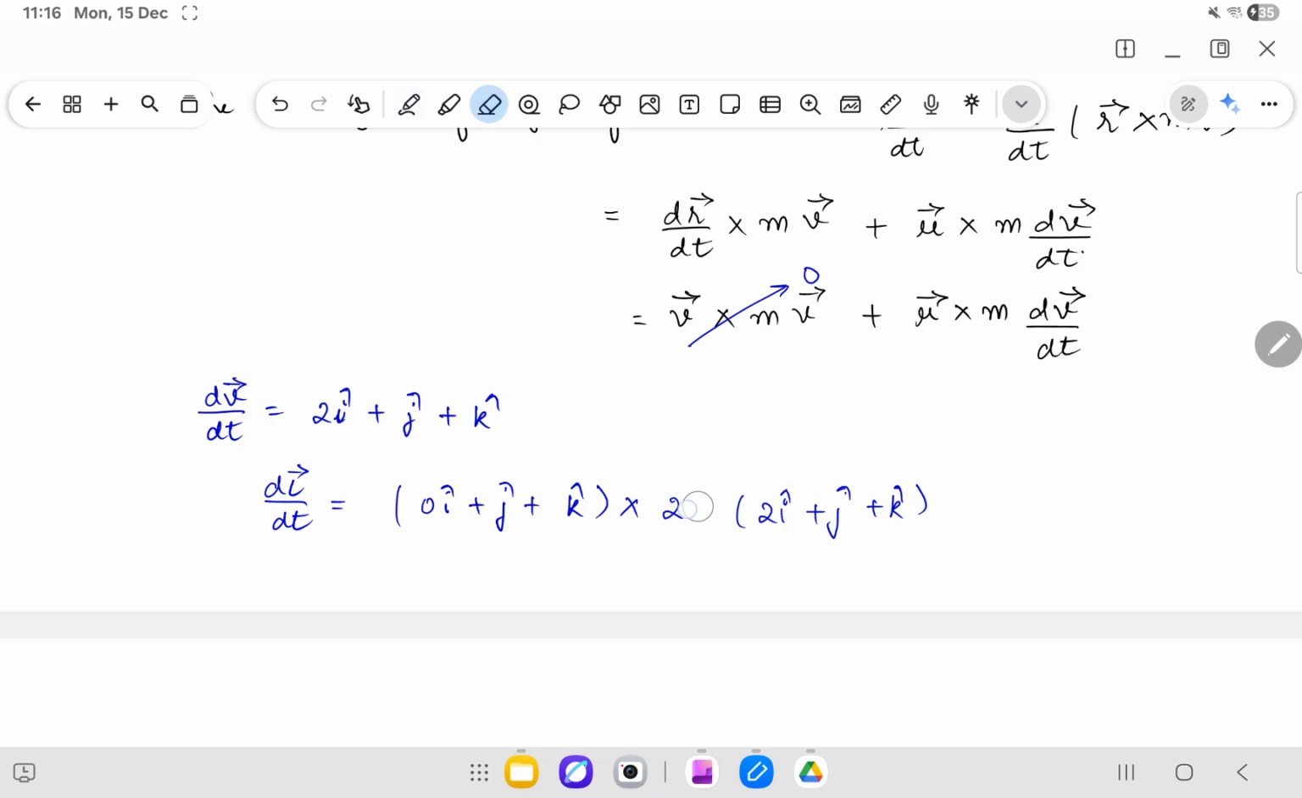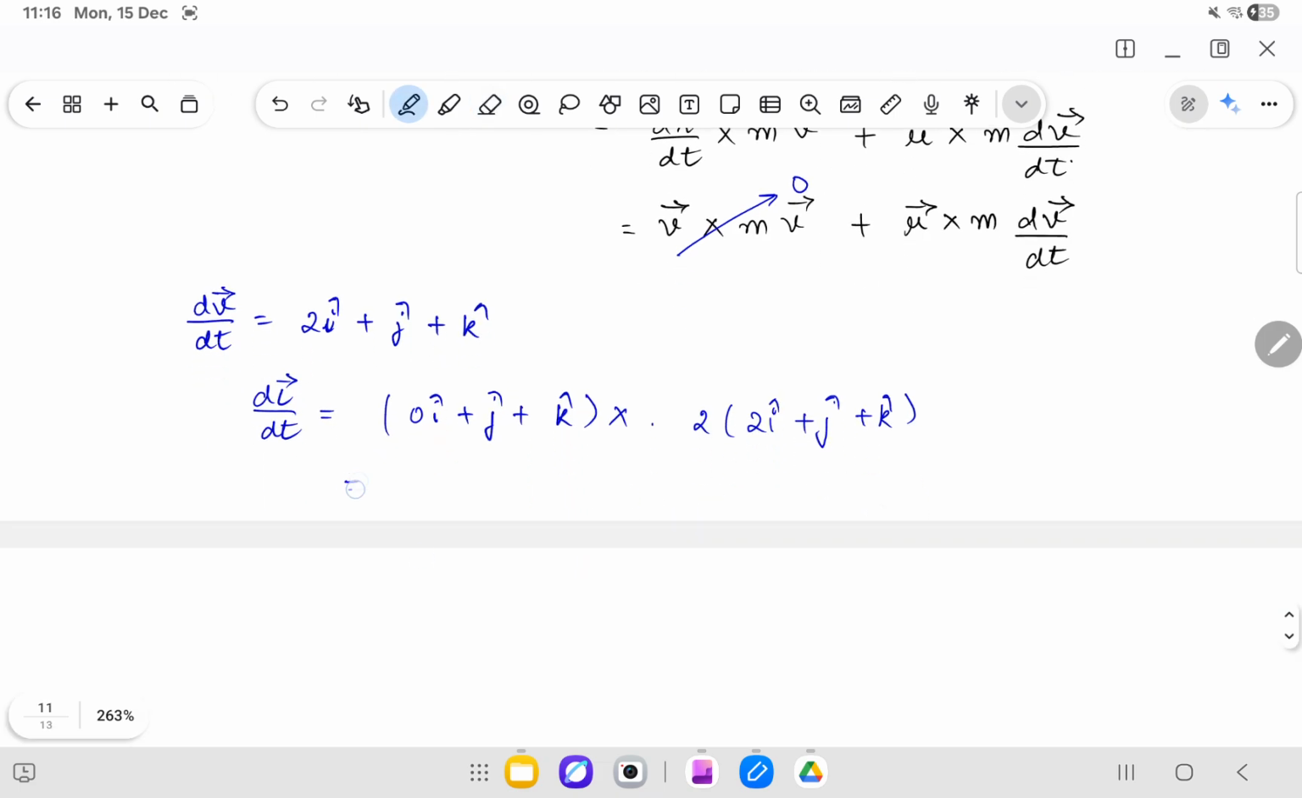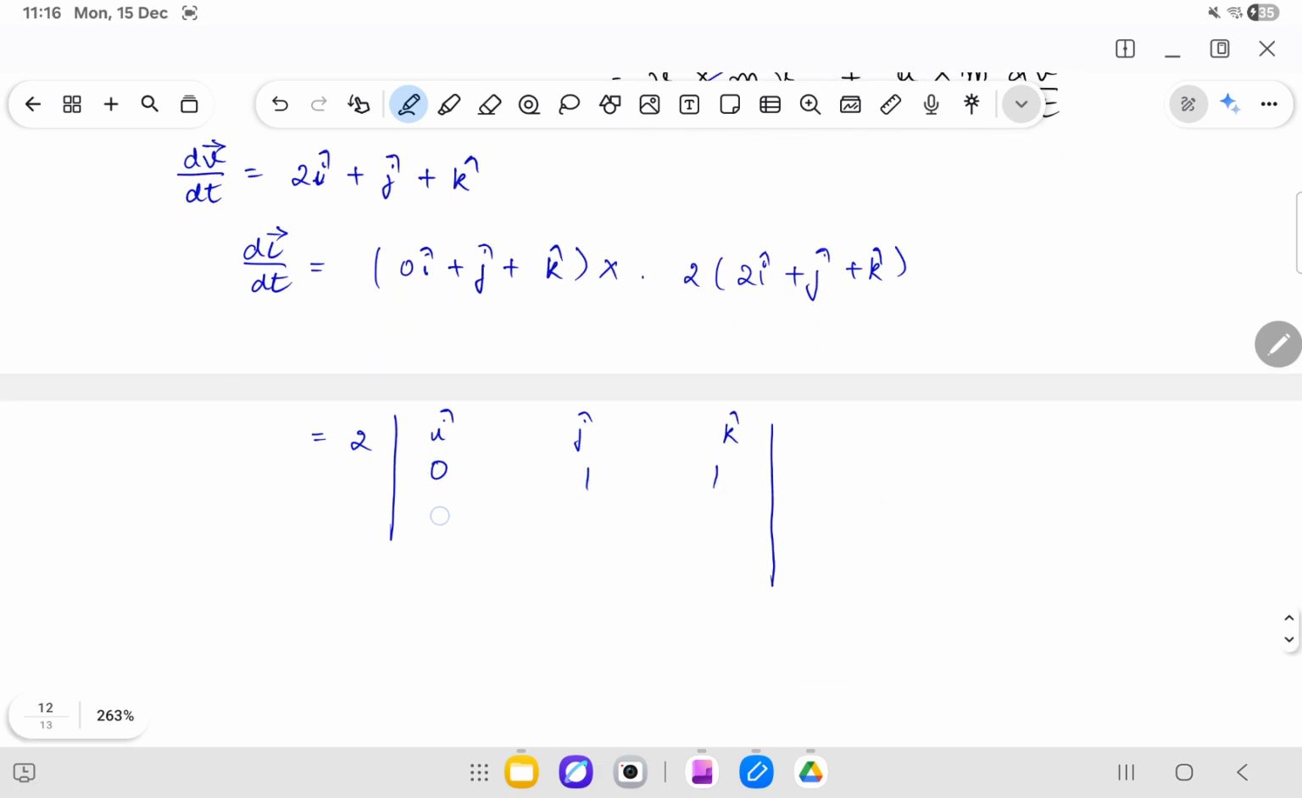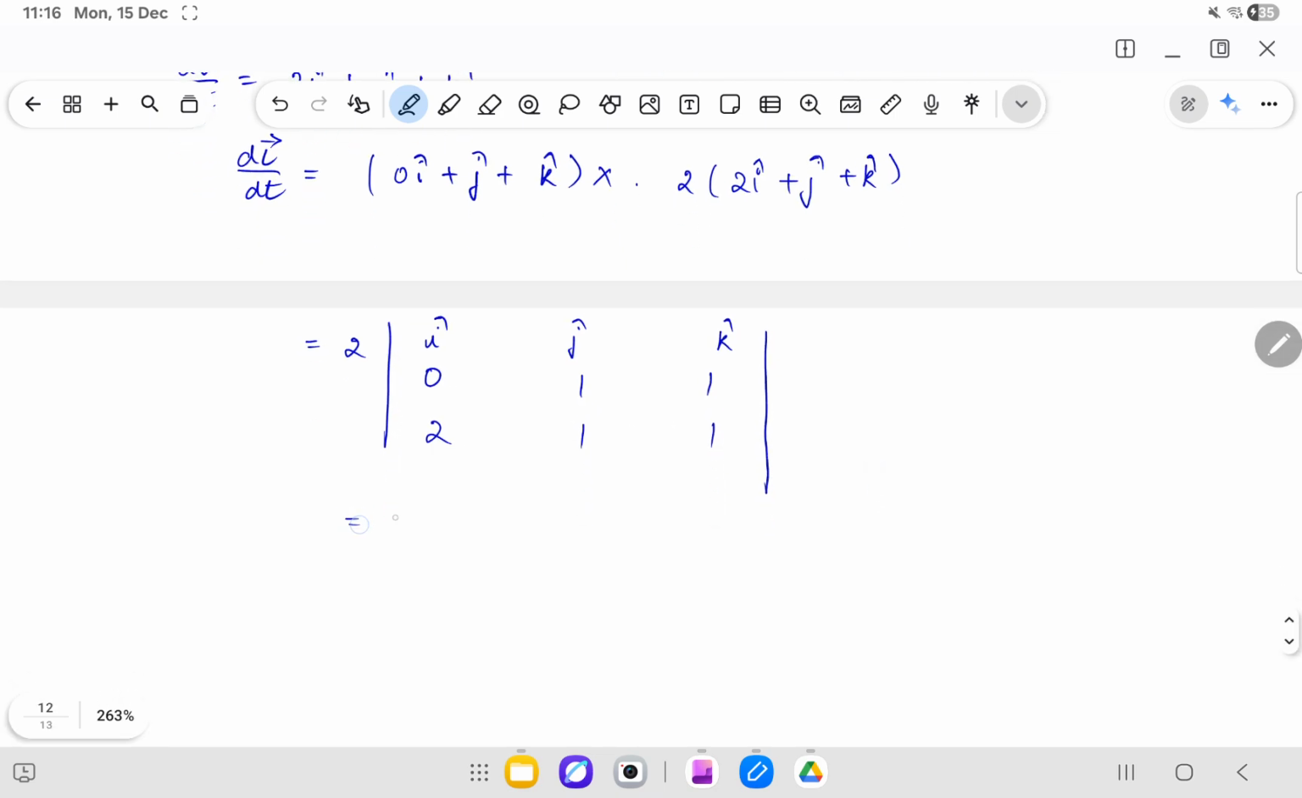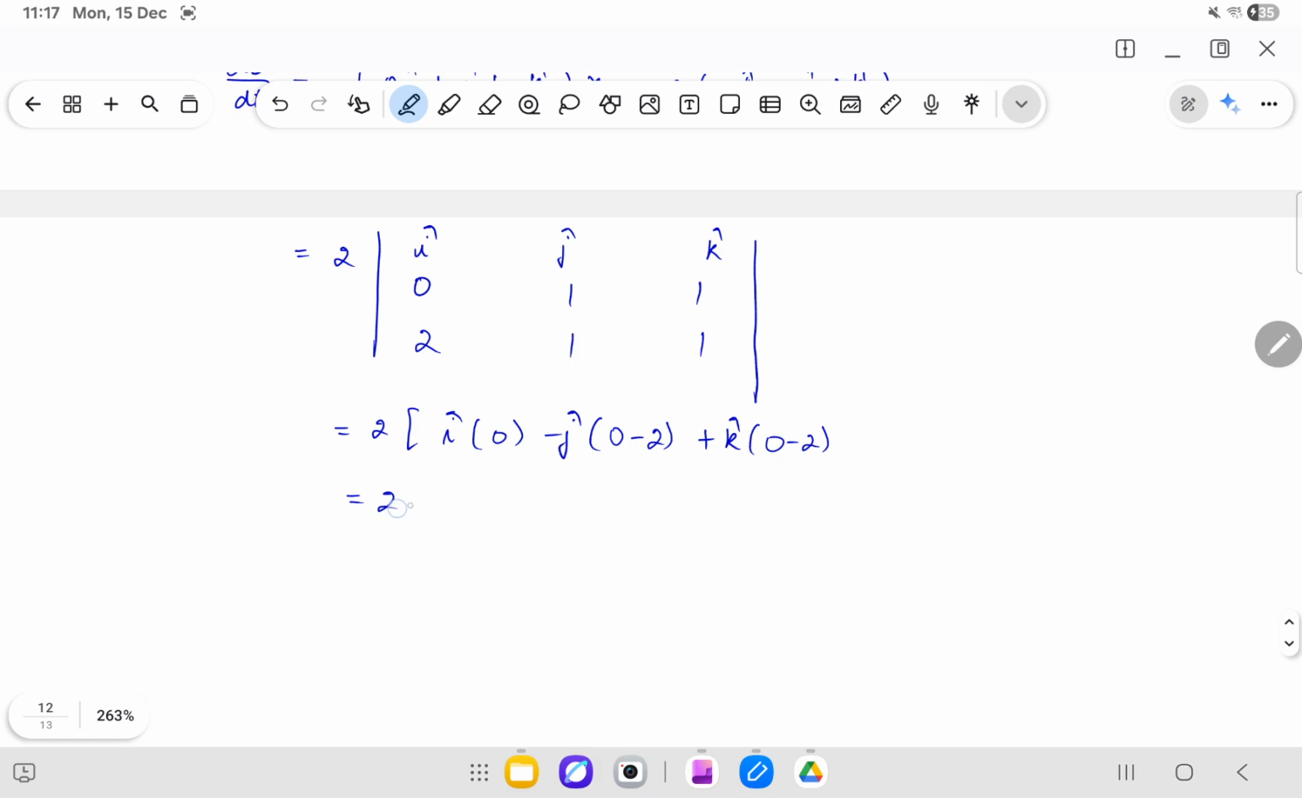Now if I evaluate it, I can pull out this 2 here, and its cross product will be equal to 2 times the determinant of i cap, j cap, k cap, 0 1 1, 2 1 1. So it simplifies to 2 times i cap (1 minus 1, that is 0), minus j cap (0 minus 2), plus k cap (0 minus 2), and it simplifies to 2 times 2 j cap minus 2 k cap, which is 4 of j cap minus k cap.